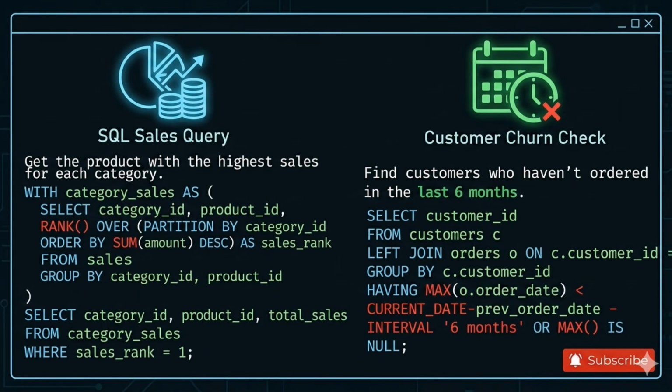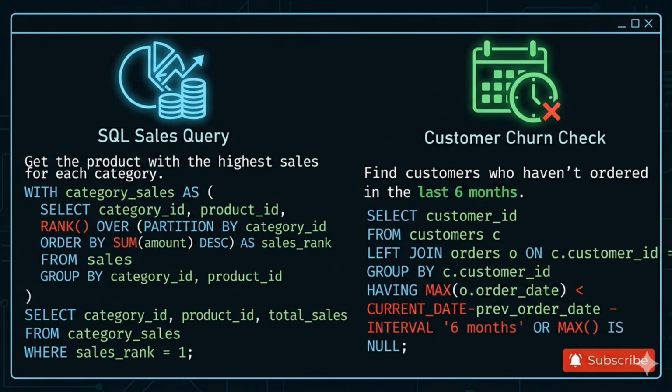Let's explore 2 advanced SQL scenarios that are highly valuable for business intelligence, analytics, and technical interviews. SQL sales query. How do you get the product with the highest sales for each category? This problem uses ranking functions to identify top-performing products across categories.